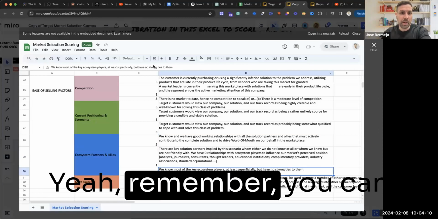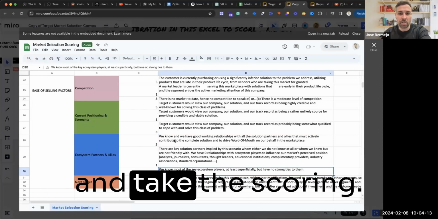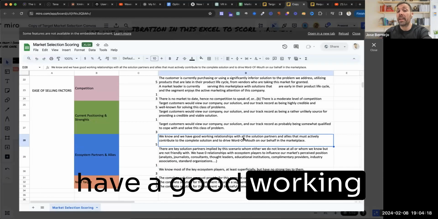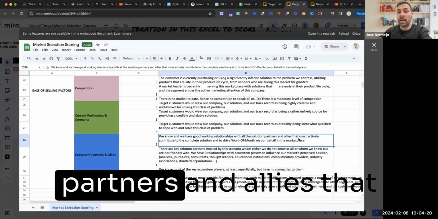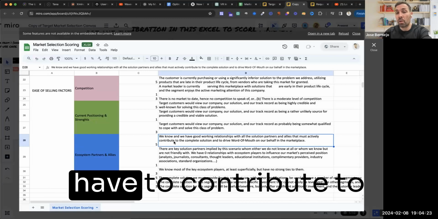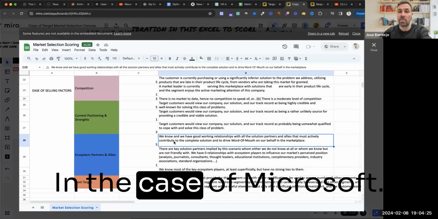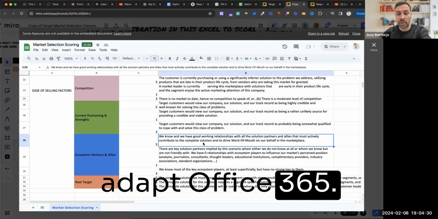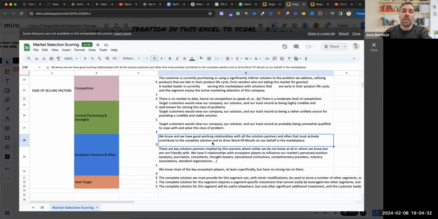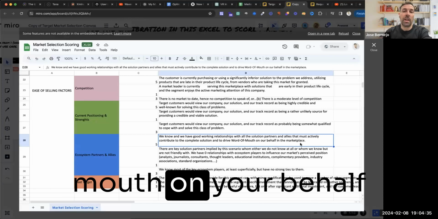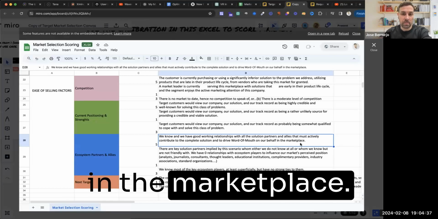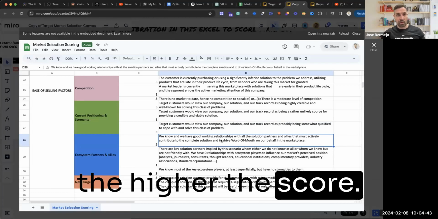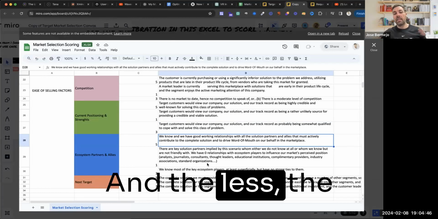Here, yeah. Remember, you can always double click here and check the scoring. You will score as a 5 when you know and you have a good working relationship with all the partners and allies that have to contribute to complete your solution. So in the case of Microsoft, partners and allies that have to adapt Office 365. In your case, I don't know, and to drive word of mouth on your behalf in the marketplace. The more you have with an active relationship, the higher the score. And the less, the lower the score.